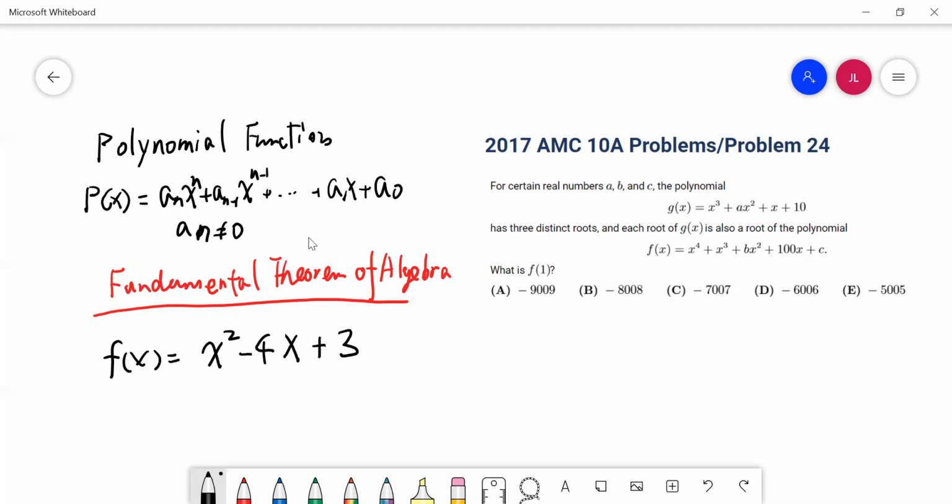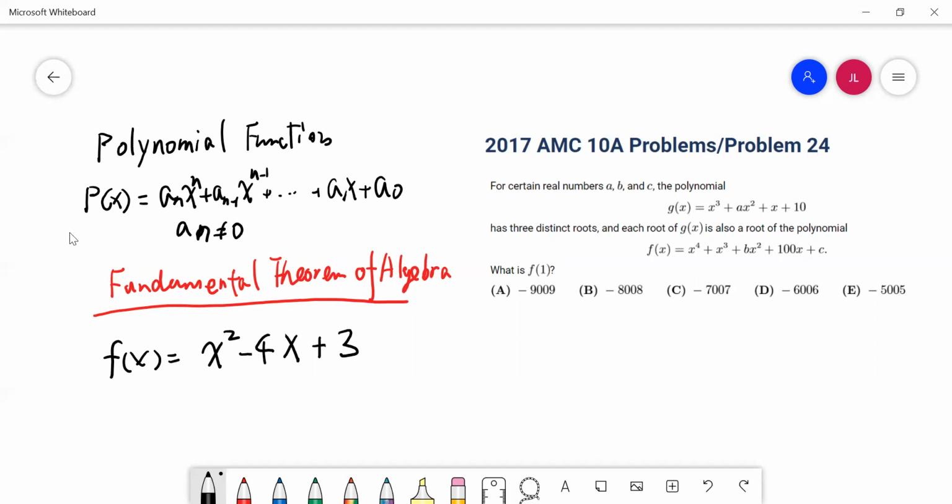Polynomial functions have a lot of amazing properties. That's a very important part of the algebra 2 lesson. In this part, we're going to talk about one very important theorem called the fundamental theorem of algebra. This is about polynomial functions. For a polynomial function, there exists at least one solution. This solution can be real or complex, at least one.